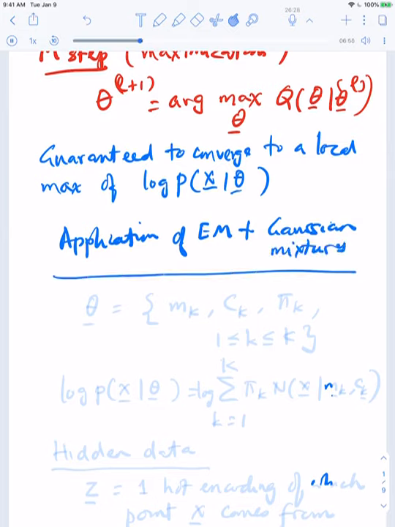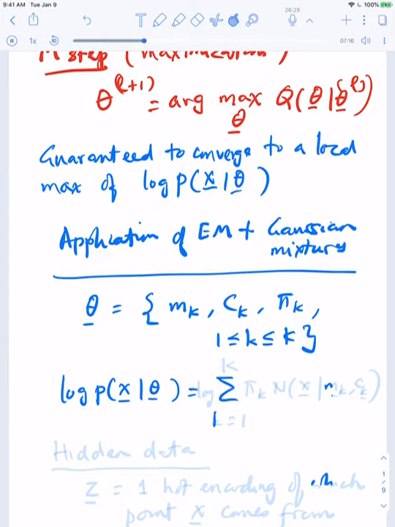So remember what we had there. My theta was the means, the covariances, and the component probabilities for capital K components, and for a generic data point, my log of P of x given theta is this log of the sum, which is a pretty nasty expression that we don't know what to do with, right? So that's the situation here. And what will it take to make this nice?